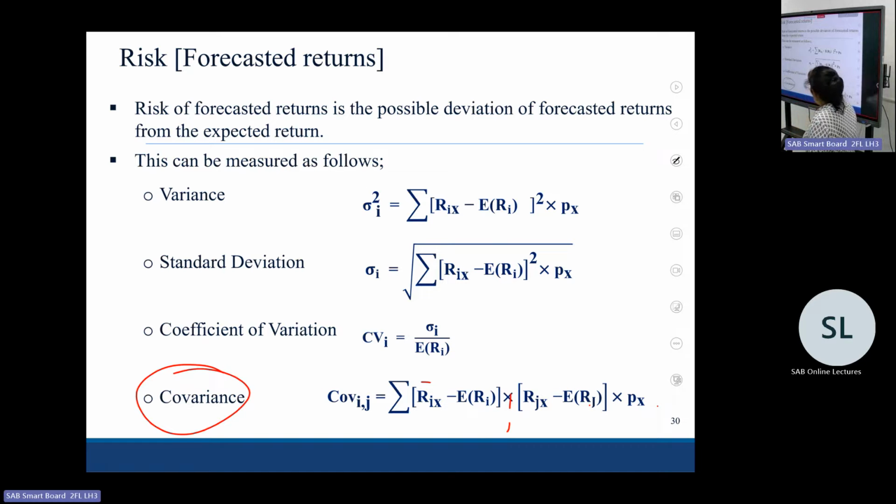In the first state of economy, forecasted return of stock X, its deviation from its expected return, multiplied by the forecasted return of stock Y, its deviation from its expected return, multiplied by the probability of happening of the first state of economy, plus so on. Likewise, for all the states of economy, you have that. So that number is the covariance. So let's calculate covariance. I will show you the slide. Just start using this formula.